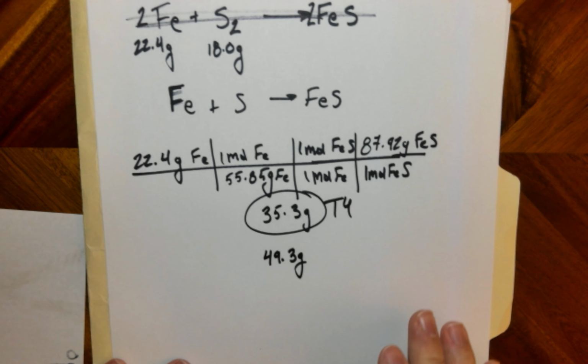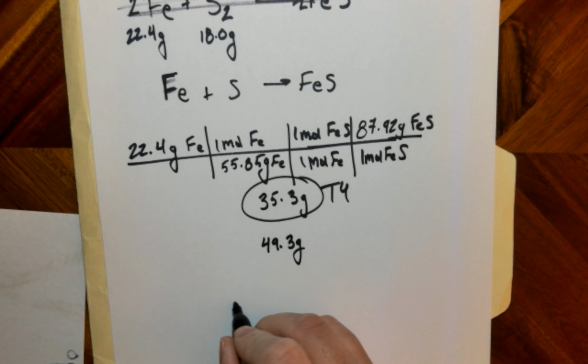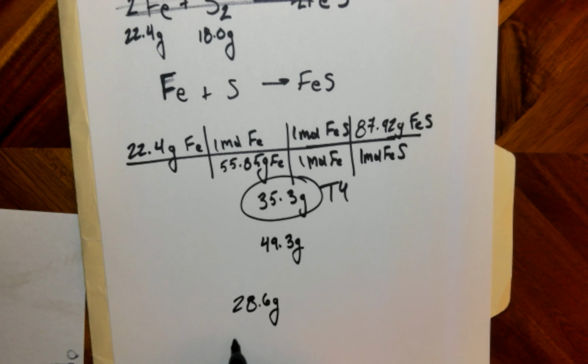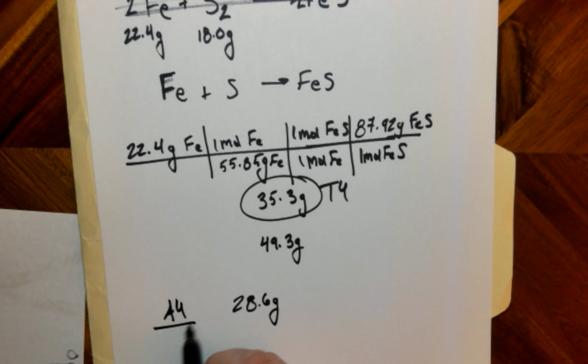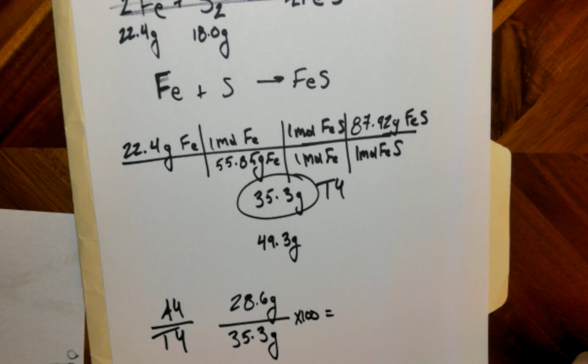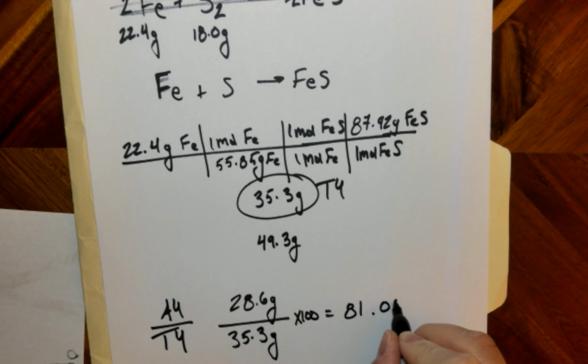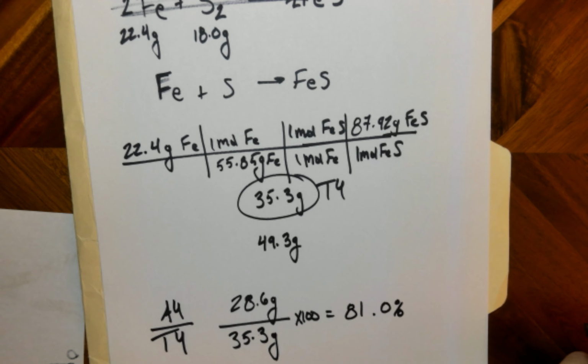And we do that by taking what we actually got in our experiment, which, looking at the question, is 28.6 grams, over what we should have gotten, which is 35.3 grams, times 100, and we end up with, let's see, 81.0%. Great.